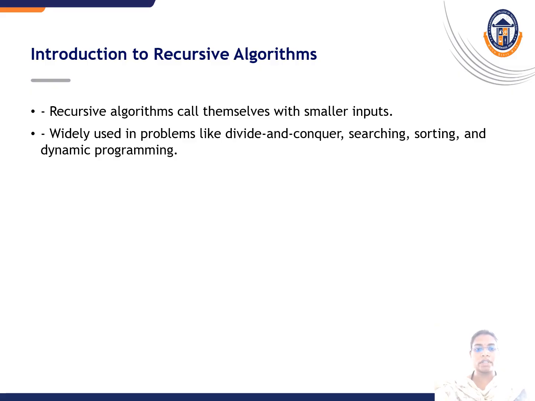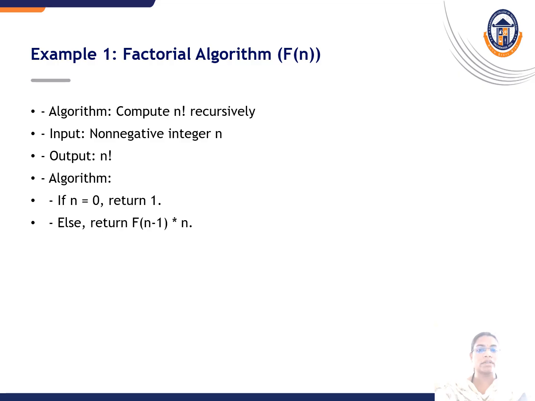Introduction to recursive algorithm. Recursive algorithms call themselves with smaller inputs, widely used in problems like divide and conquer, searching, sorting, dynamic programming. Example, factorial algorithm, F(n). The algorithm computes n factorial recursively. The input is a non-negative integer n, the output is n factorial. The algorithm is: if n equals 0, then return 1, else return F(n-1) * n.